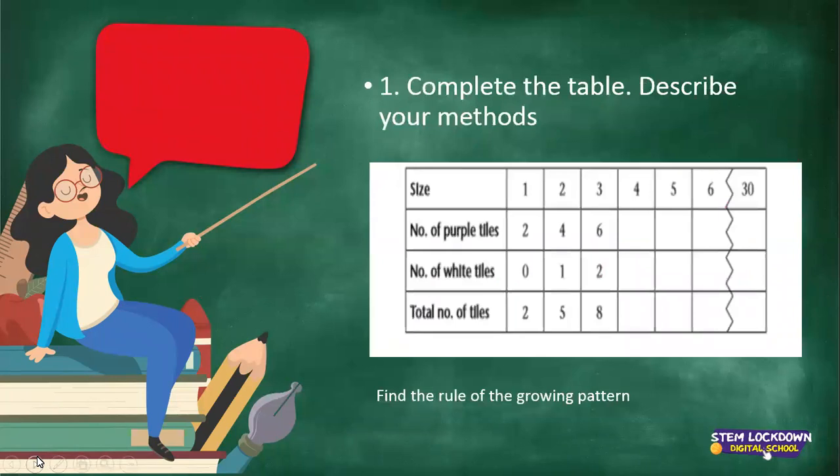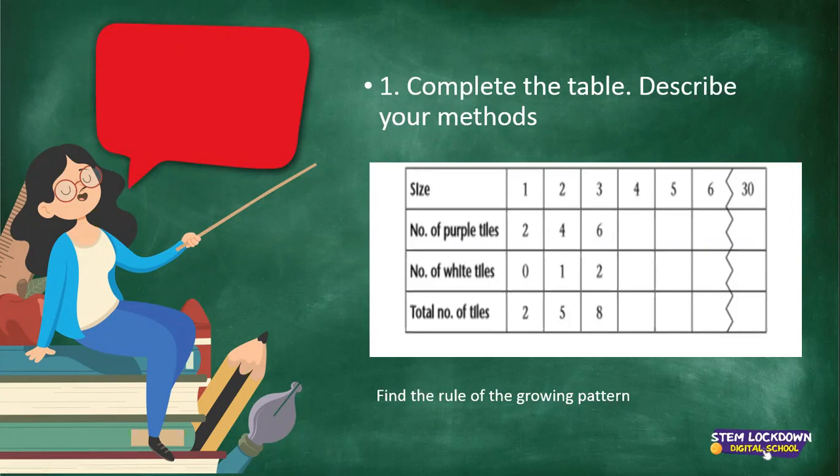All right, now that we have looked at that pattern, we are going to complete this table to describe our method. We did say that on size 1, we have 2 purple tiles. Size 2, we have 4 purple tiles. Sorry, size 3, we have 6 purple tiles, and size 4, we have 8 purple tiles.